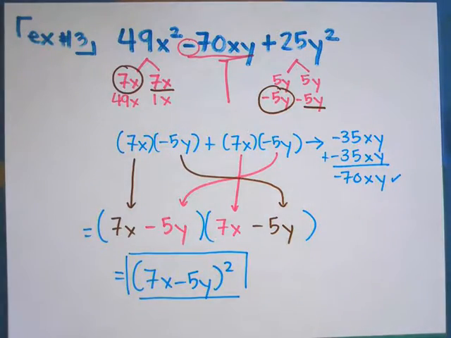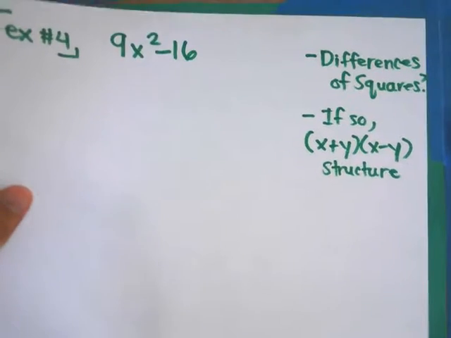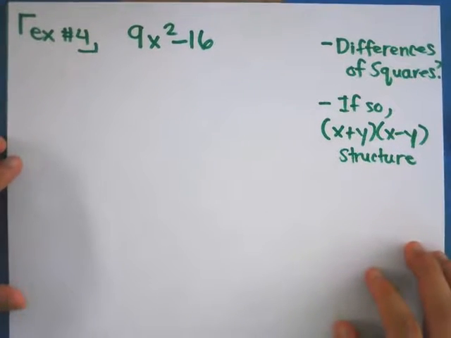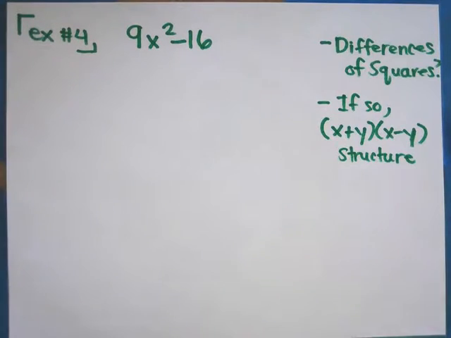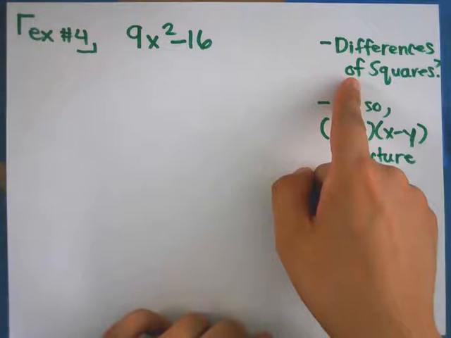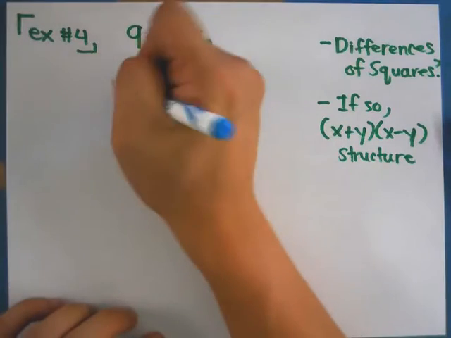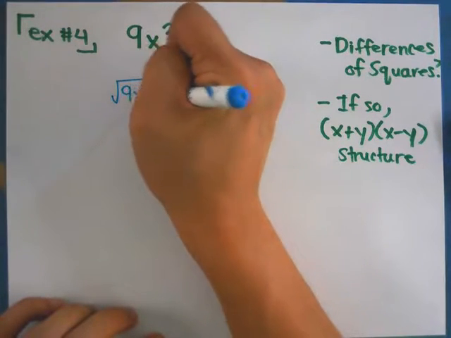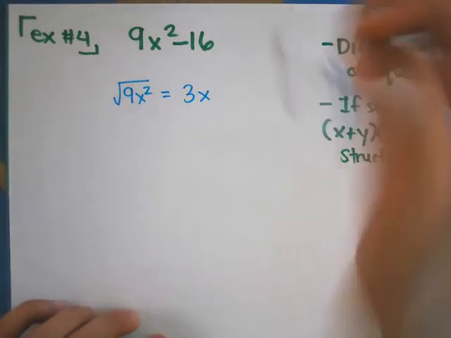All right, we are halfway there, and so let's just move on to example number 4. Okay, 9x squared minus 16. We don't have a middle term, and I showed you guys in phase 3 that there were 2 different ways to do this, but maybe this is the difference of squares. Okay, let's check it out. Well, let's see if we can square root 9x squared. What is that? That's 3x.